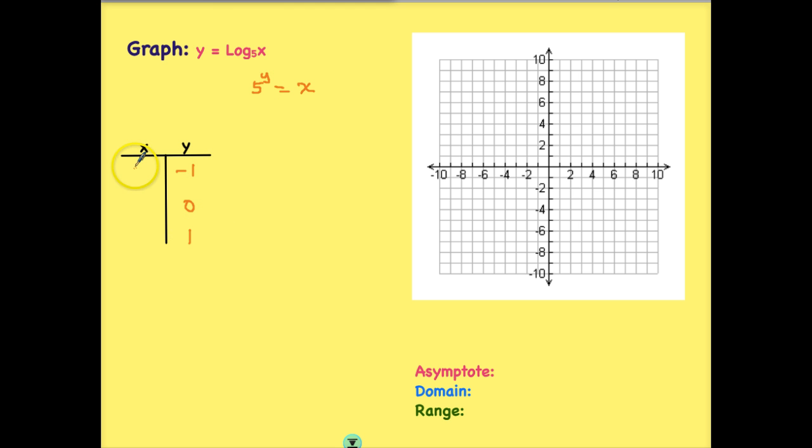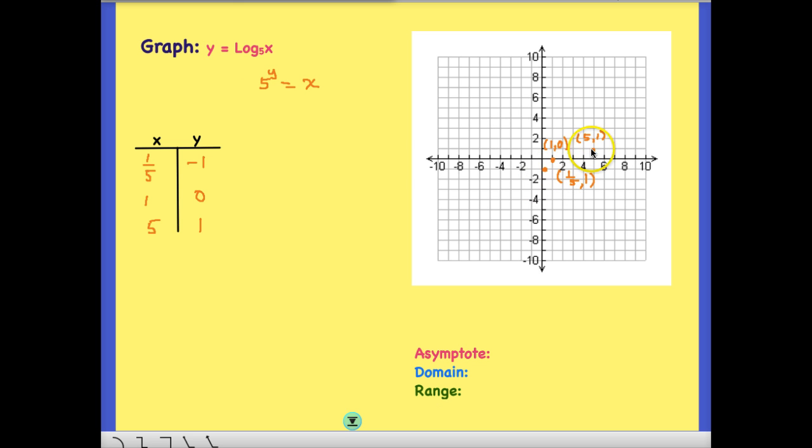5 to the -1 power we know is actually 1 over 5. 5 to the 0 is 1, and 5 to the 1 is 5. From here, we can graph our function. Here are our 3 points. We have one at (5, 1), (1, 0), and (1/5, -1), which is just a little bit to the right of 0 here and down to -1.